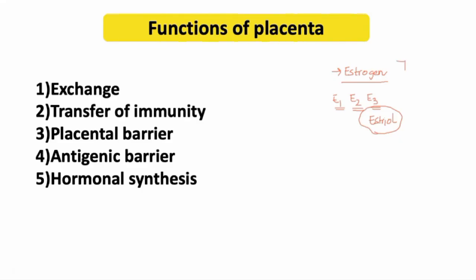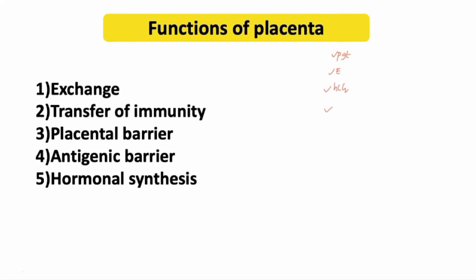And what is the main function of this estrogen which is synthesized during pregnancy? It supports uterine growth and also the development of mammary glands. Both uterine growth and mammary glands are very important to support pregnancy and later on for lactation. So the main function of estriol is uterine growth and the development of the mammary glands. We're done with progesterone, estrogen, and HCG.